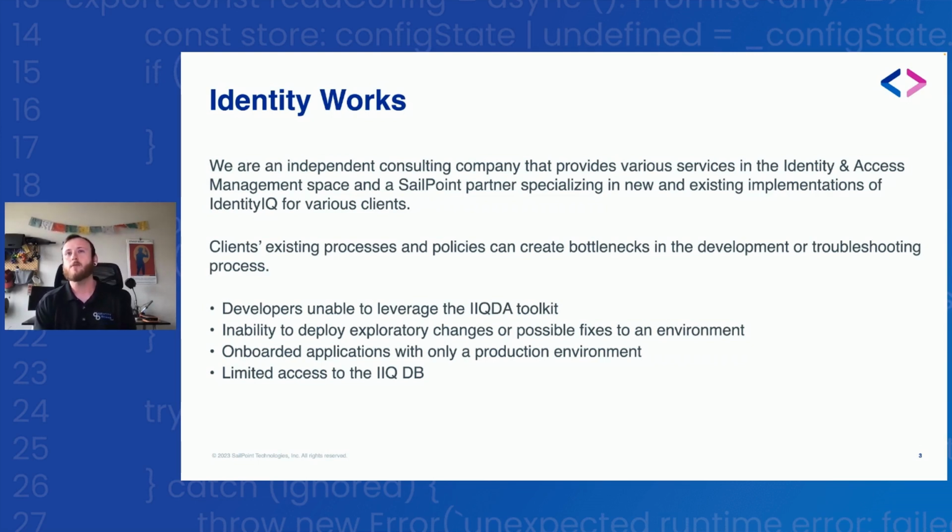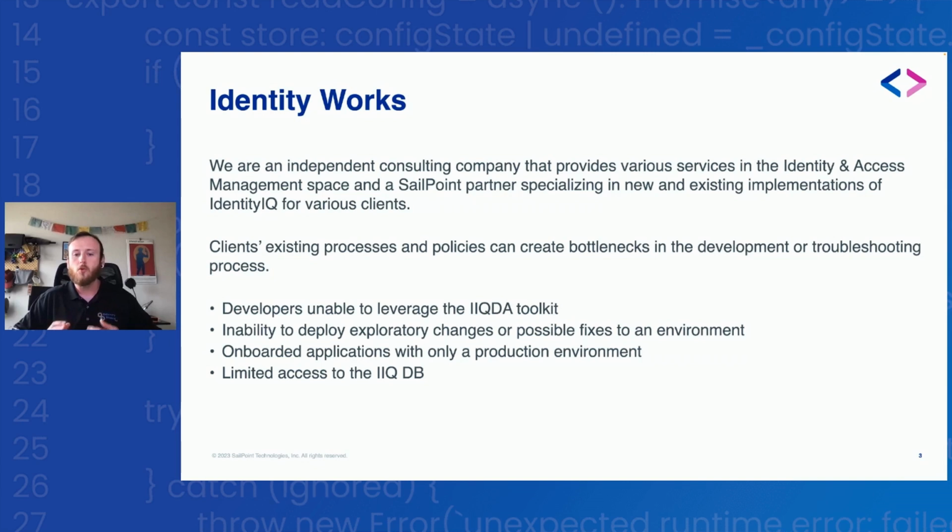Things like developers being unable to leverage the IIQ DA toolkit, or maybe an inability to deploy exploratory changes or possible fixes to an environment like a production environment. Maybe onboarded applications may only have a production environment available, like those SaaS applications that you just can't get another instance of. Or you may have limited access to the IIQ DB. While some of these are necessary limitations, these do all highlight a major issue when it comes to developing in IIQ. This underlying issue I'm describing is a lack of accessibility.